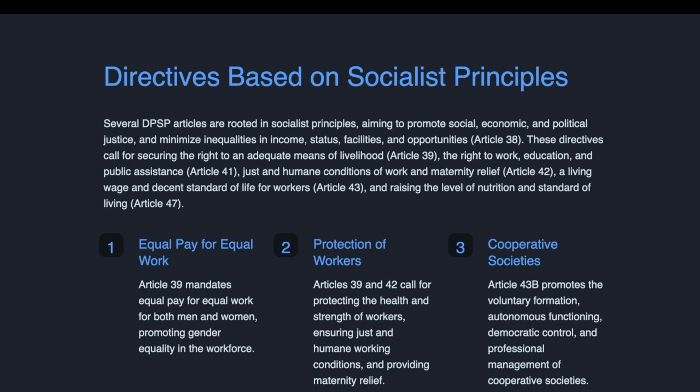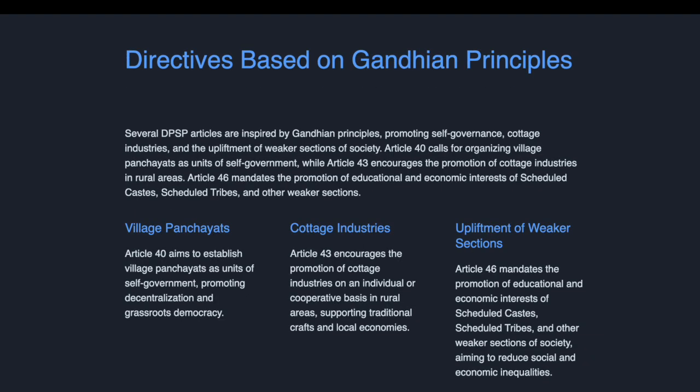The third is cooperative society. Article 43B promotes the voluntary formation, autonomous functioning, democratic control, and professional management of cooperative society. Now, directives based on Gandhian principle. The first is village panchayat. Article 40 aims to establish village panchayats as units of self-government, promoting decentralization and grassroots democracy.